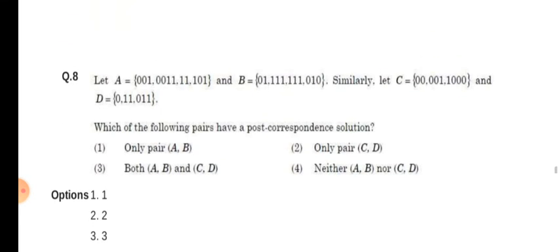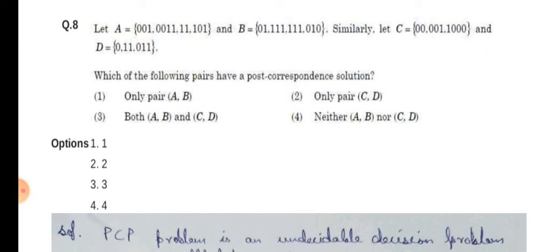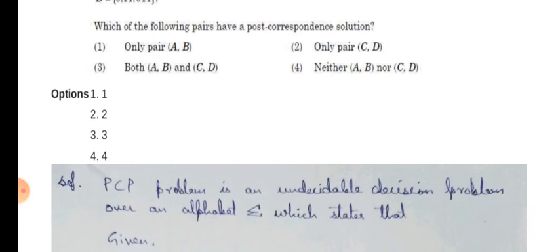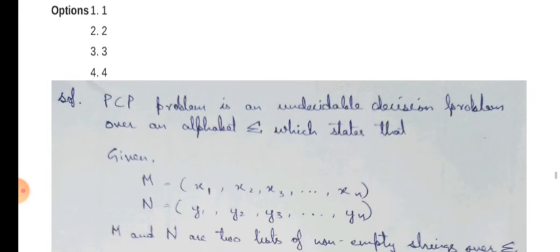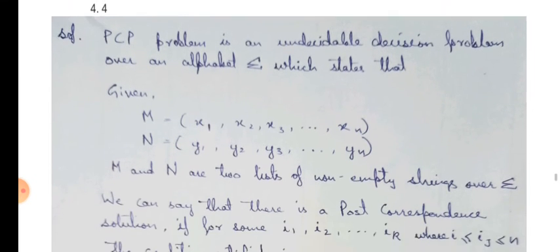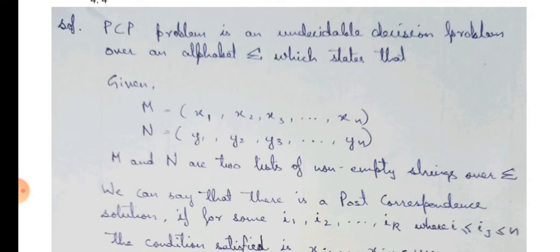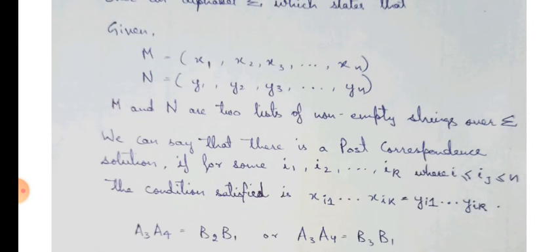Moving on to our next question, we have been given 4 pairs of input alphabets 0 and 1. Now we have been asked which of the following pairs have a post correspondence solution. Before going to the solution, you must be knowing about a PCP problem. A PCP problem is an undecidable decision problem over an alphabet Σ, which states that given M equal to x1, x2, x3 to xn and N equal to y1, y2, y3 to yn, M and N are two lists of non-empty strings over Σ.